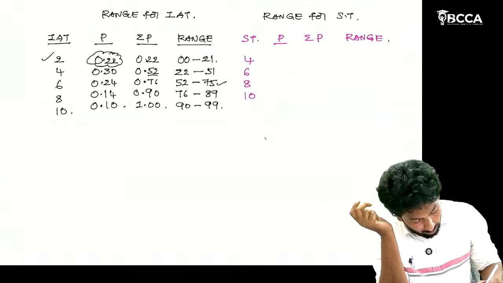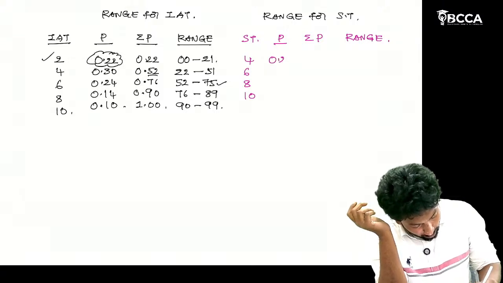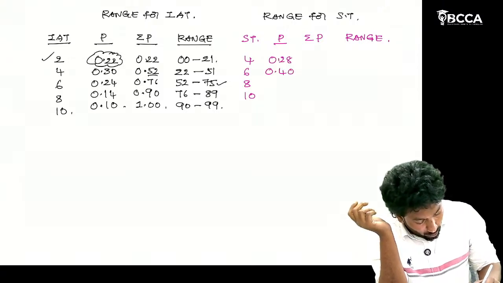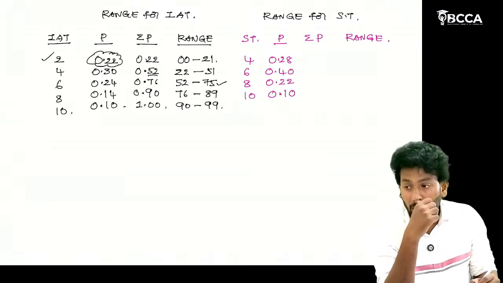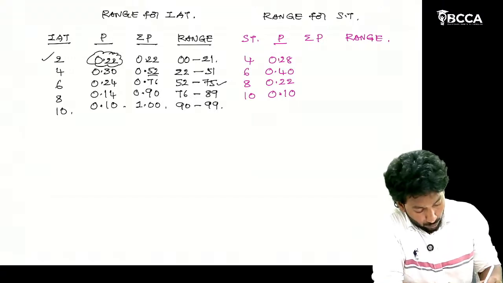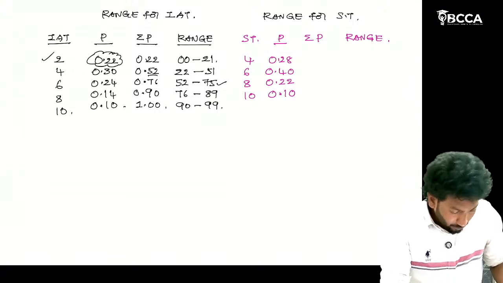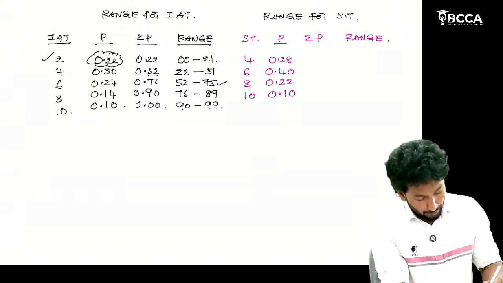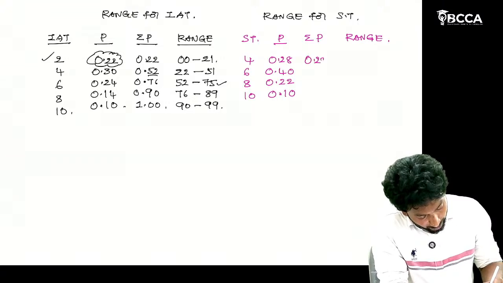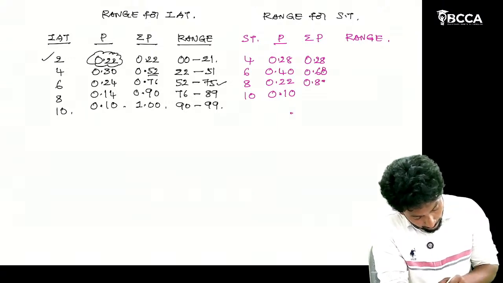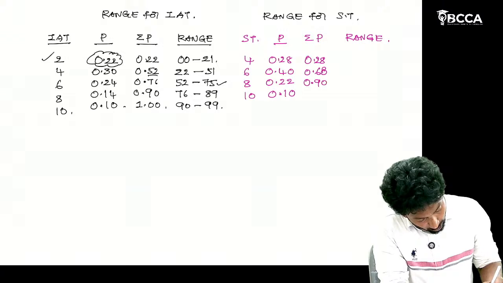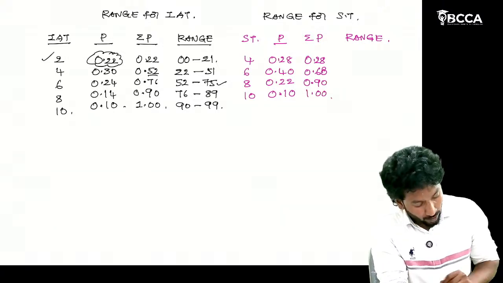The probabilities are 0.28, 0.40, 0.22, 0.10. Okay, cumulative probability. Add all the probabilities from top to bottom. So then we will get 0.28 plus 0.40, 0.68, plus 0.22, 0.90, then 1.00.